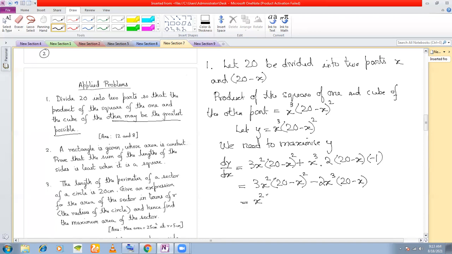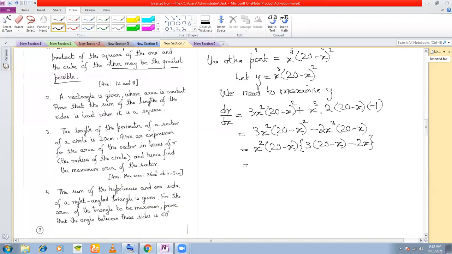So from these two, you can take x square into 20 minus x common. You are left with thrice 20 minus x minus 2x. So you get x square into 20 minus x into 60 minus 3x minus 2x. So this becomes x square into 20 minus x into 60 minus 5x.